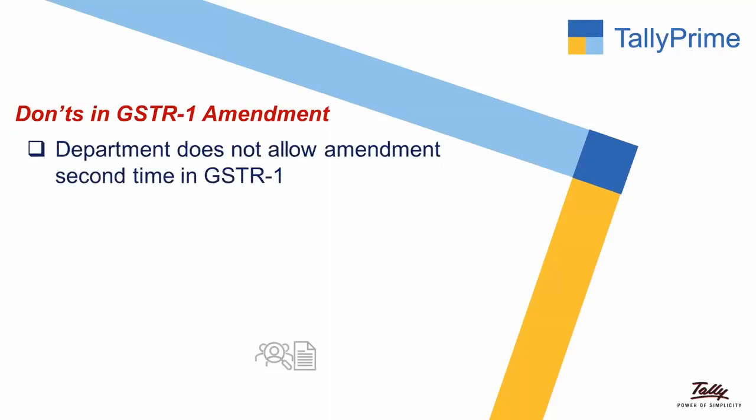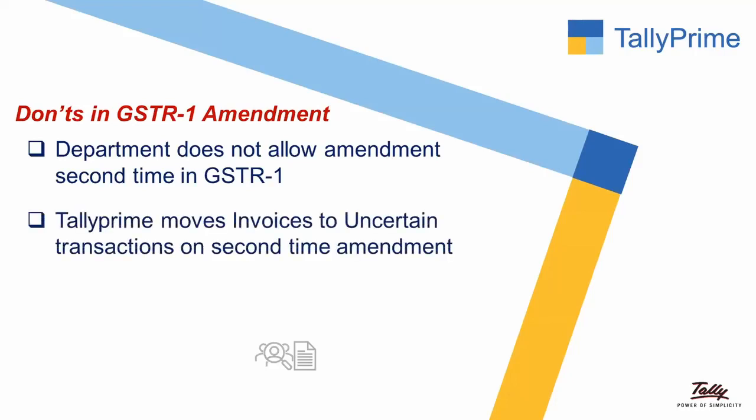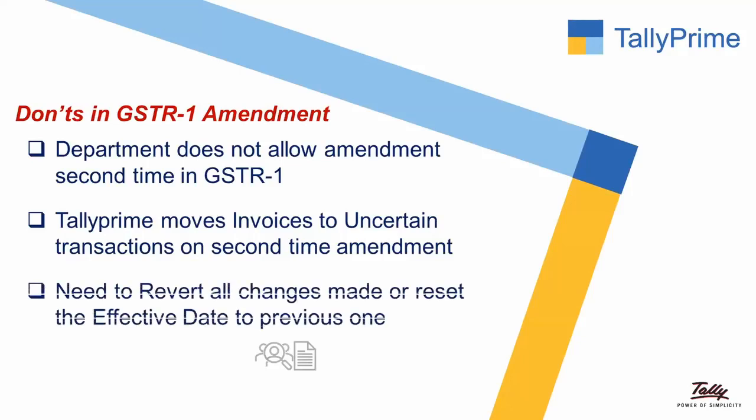The department does not allow amendment a second time in GSTR1. Do you know that? Yes, sir. A B2B transaction can be amended only once. It cannot be amended a second time. What happens if you do it the same? TallyPrime moves that invoice to uncertain transactions, even on the second time, third time, whatever. But it will not upload it. It will not get uploaded because it is a second time amendment.